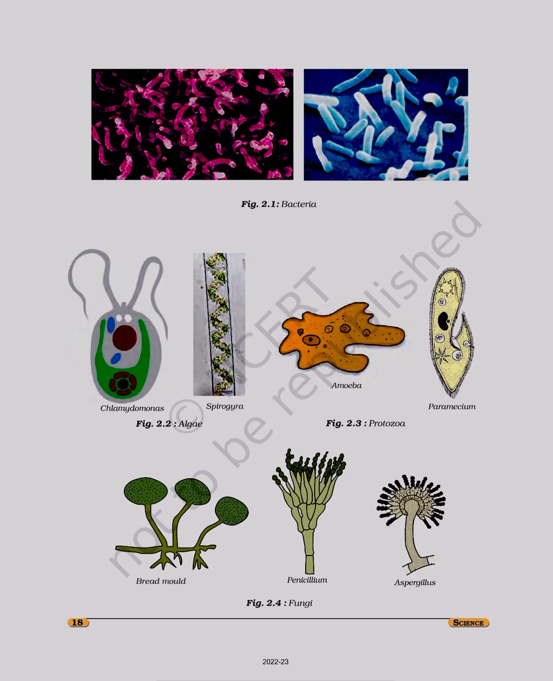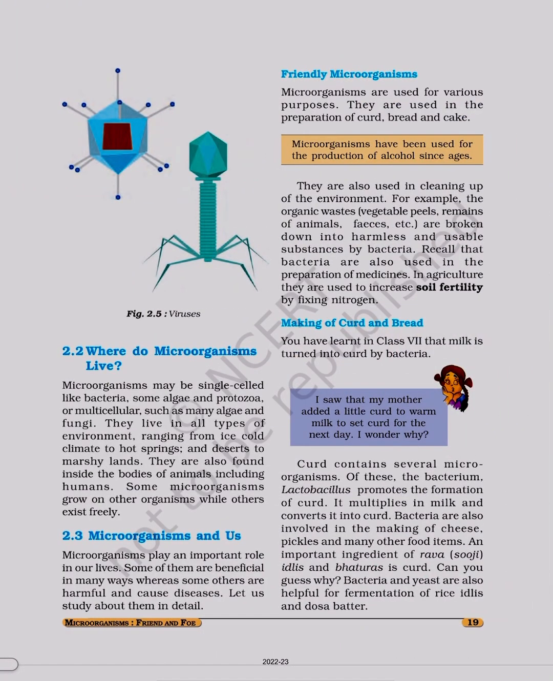Figure 2.1 bacteria. Figure 2.2 algae, Chlamydomonas, second one is Spirogyra. Figure 2.3 protozoa, amoeba, paramecium. Figure 2.4 fungi, bread mold, penicillium, aspergillus. Figure 2.5 viruses.